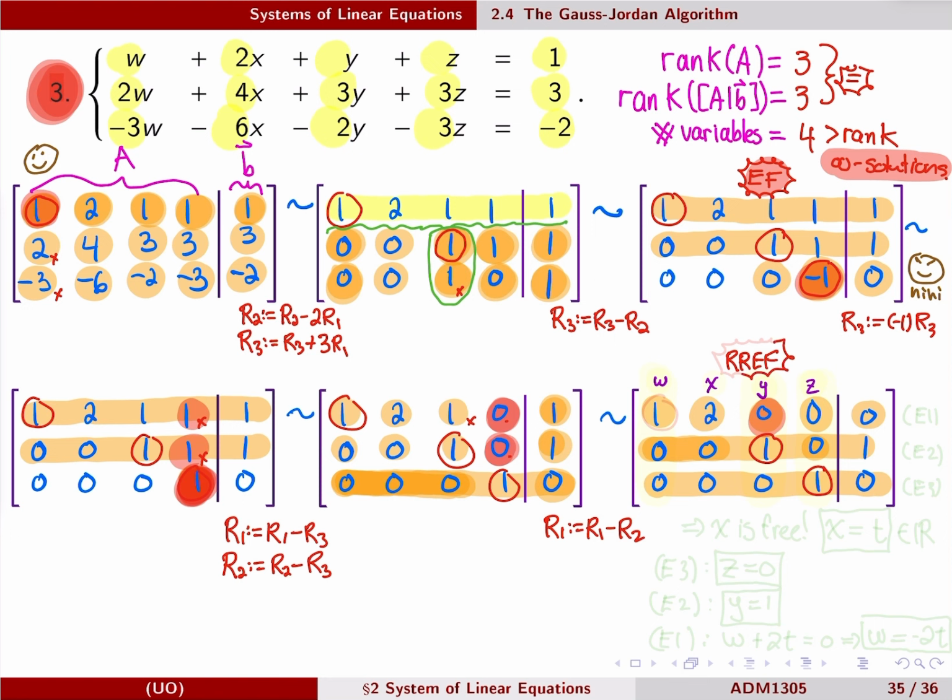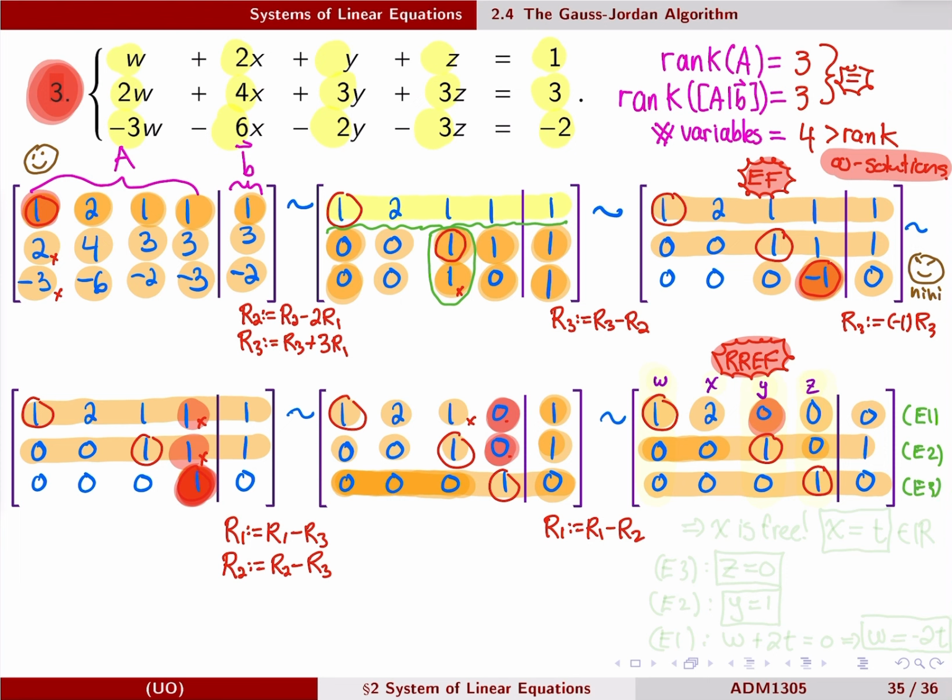Now we're ready to write our solution in canonical form. My advice, this is something I like to do, label your rows as equations. So my first row will be for equation 1, my second row will be for equation 2, and my last row will be for equation 3.